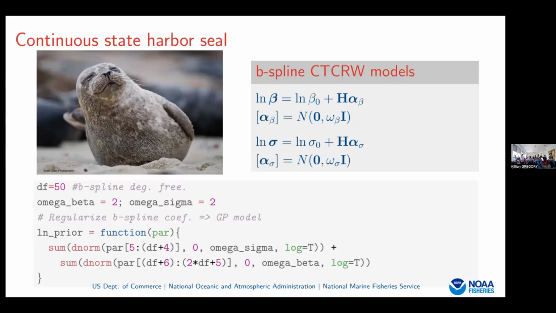So let's look at a harbor seal instead of a fur seal. Now, over time, our beta parameter has this form with our coefficients. And the sigma has the same sort of linear form, with a prior on the coefficients, and we can specify that prior distribution. All I'm doing is specifying this and this in the model. It's just those two normal distributions, putting them together as a function.